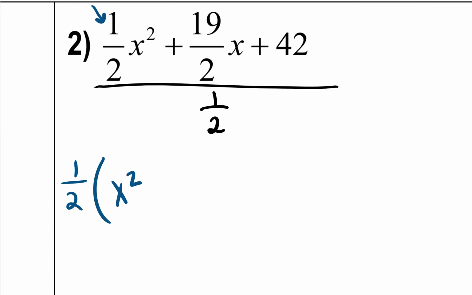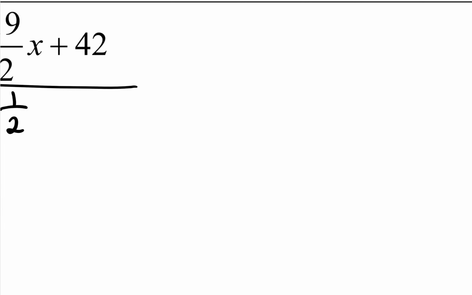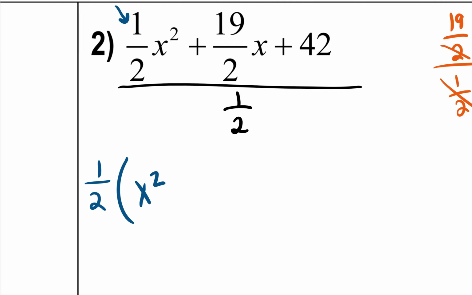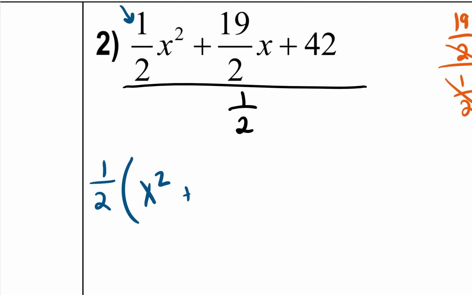Alright, 19 halves divided by 1/2. Let's go over here and I'll show my work because I like to do that. So if I have 19 halves divided by 1/2, when you divide by a fraction, the fraction on the bottom comes up and flips, and then you multiply. Now when I multiply, I can cancel these out because they're the same. And if you notice, that leaves me with 19 over 1, which is 19. So my next number is 19x.